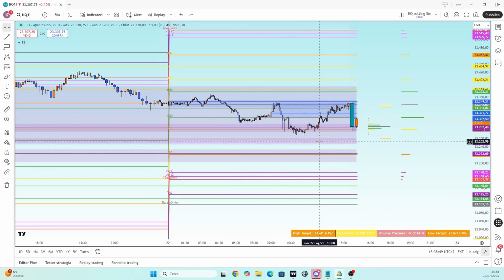Nasdaq a bit stuck at the moment. Today the others are moving and it has almost completely retraced the candle.